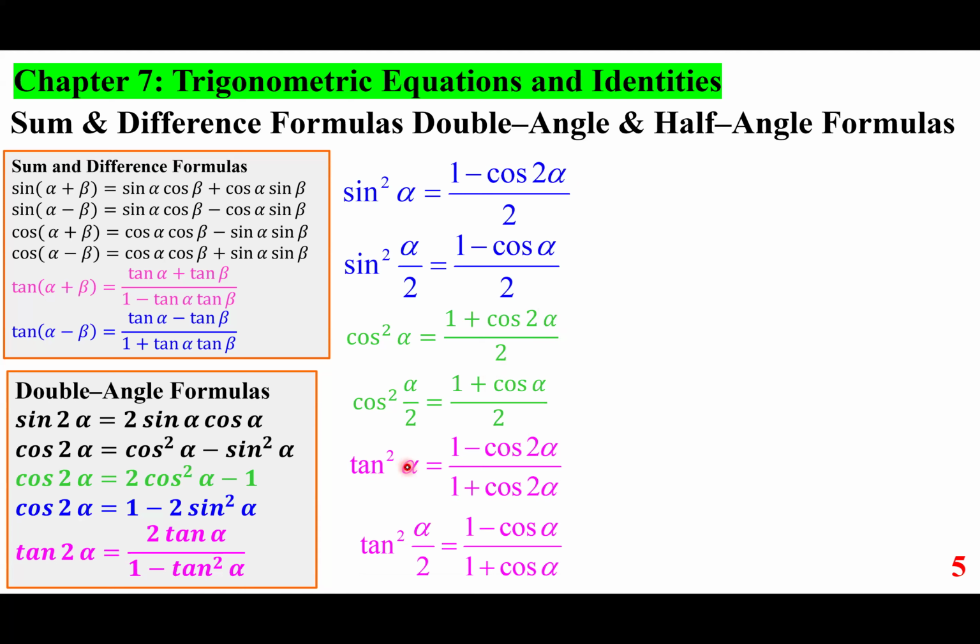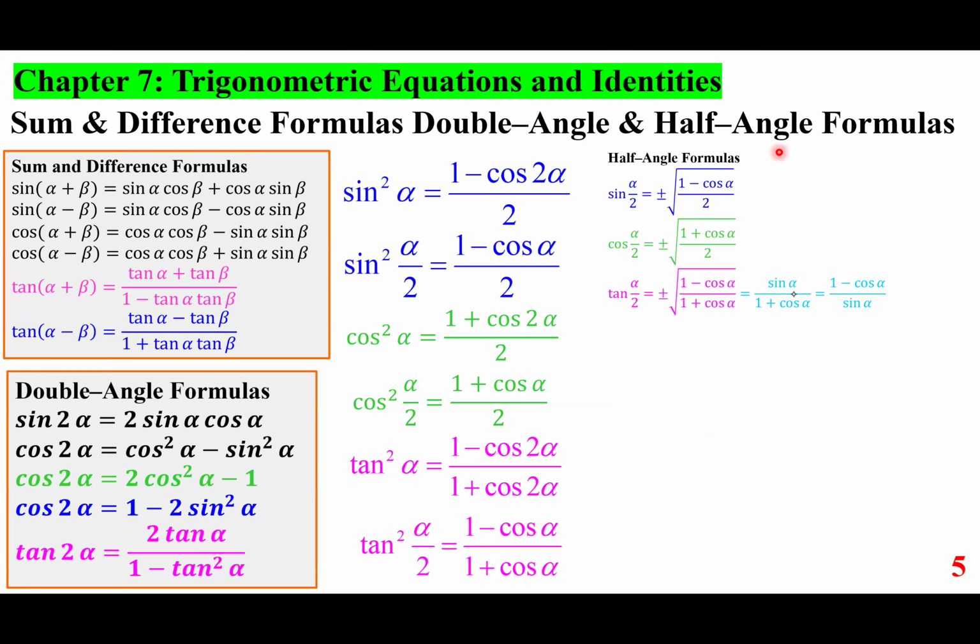And if you want sine of alpha over 2, for example, you take a root of this one, plus or minus. Same thing here, it gives rise to this formula. Now, for tangent, you can use this formula. You can also show, and you can find it in your notes, sine alpha over 1 plus cosine alpha, or 1 minus cosine alpha over sine alpha.